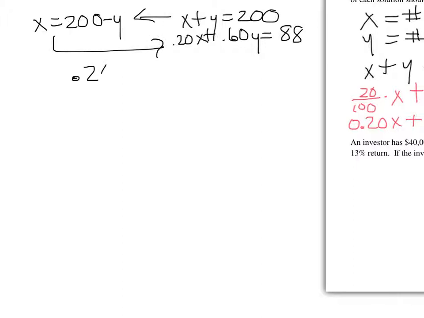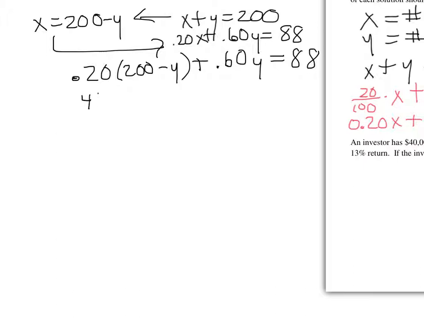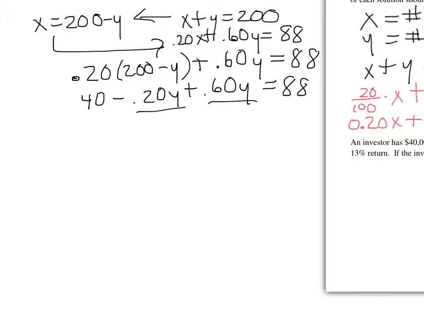So 0.20x, but what is x? Is 200 minus y, plus 0.60y equals 88. The nice thing about this is we got rid of the x. We just have y's now. We can deal with that. So that's going to be 40 minus 0.20y plus 0.60y equals 88. Combine those like terms and you get 0.40y.